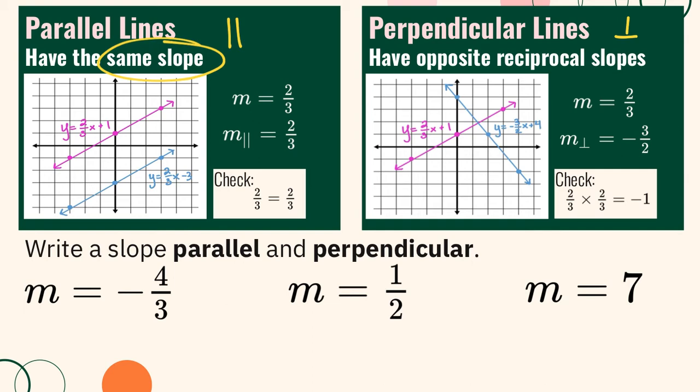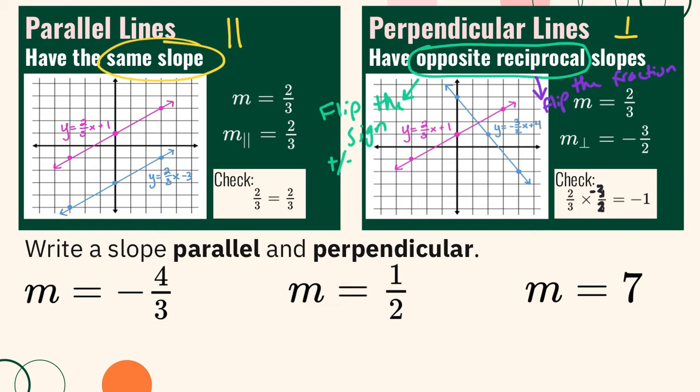Perpendicular lines can get a little bit more complicated because we use this phrase opposite reciprocal. Opposite means that we flip the sign. So if it was positive, now it's negative. If it was negative, now it's positive. Reciprocal means that we flip the fraction. And we'll look at some practice of that here in a moment.